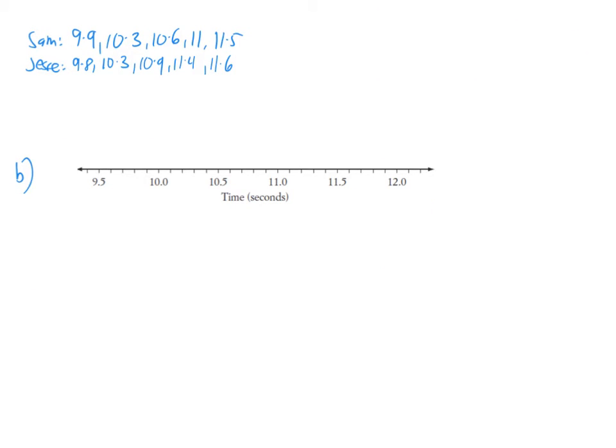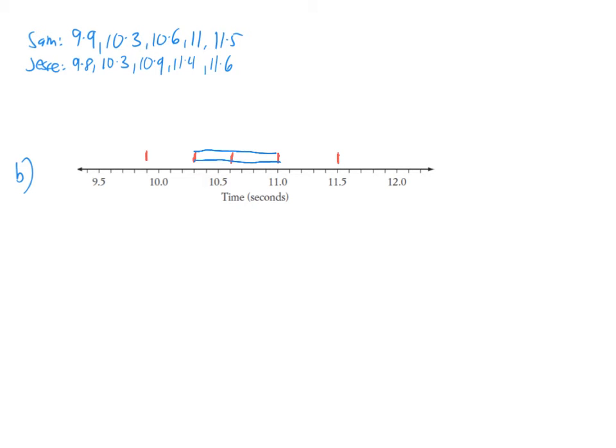Okay, part B. We're now going to write the five-figure summaries onto a box and whisker plot. We're going to draw two of them onto the same grid, one on the top, one on the bottom. Let's do Sam first. We're going to put five strokes. The first stroke at 9.9. Then we have 10.3, 10.6, 11, and 11.5.